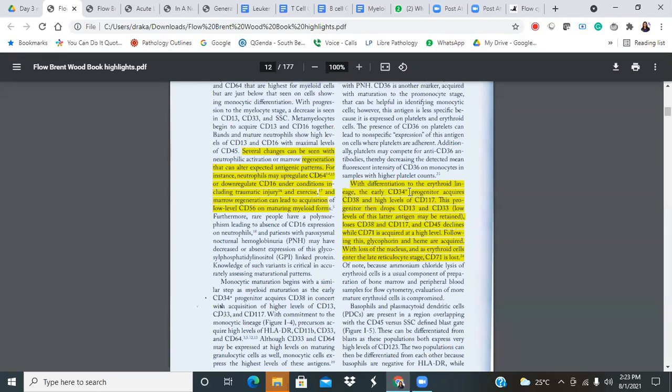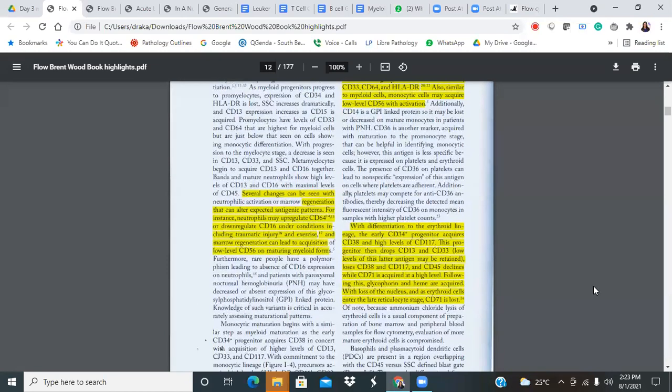So now what is going on? The CD34, CD38 is there, CD117 is bright, and then it is dropping CD13, CD33, it is dropping CD38, it is dropping CD117 and CD45. All of these are dropped, and then CD71 is acquired at a high level. Following this, glycophorin and heme will be acquired. With the loss of nucleus, as the erythroid cells enter into the late retic stage, the CD71 will be lost. So this is an important point to remember.